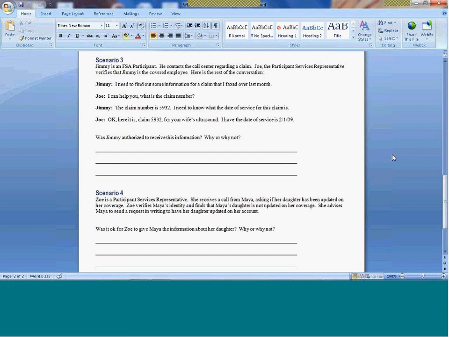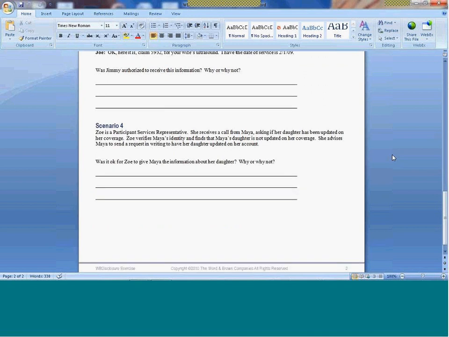What do folks think about that? Not good, because he said wife's ultrasound. Very good. Now, even if he was authorized to know that or already knew it, we don't know that. Maybe his wife hasn't told him that she's pregnant or has an illness that required an ultrasound. It's not our job to disclose that information. That's why we put that in here.